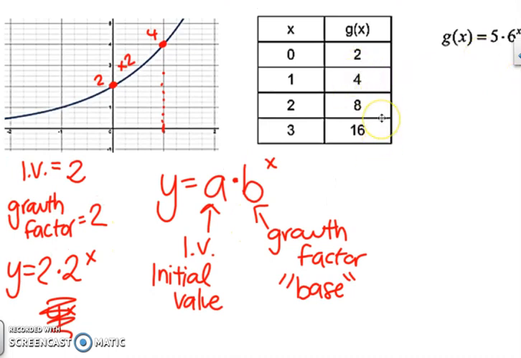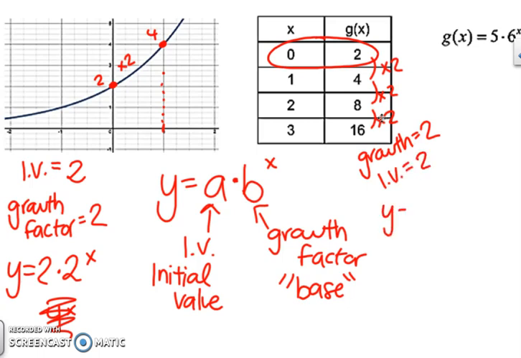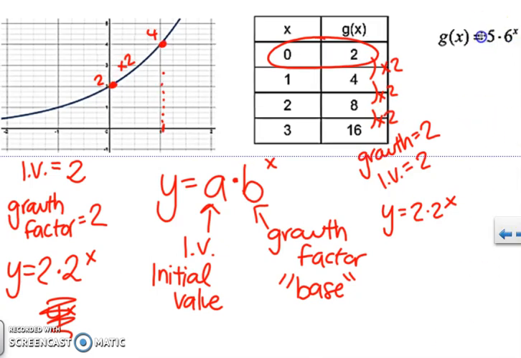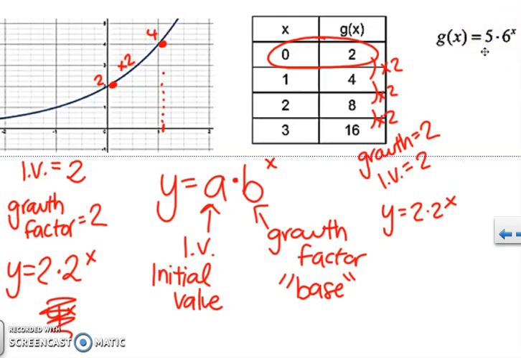Let's look at this table again. So we've seen this table before. We saw that they are timesing by 2 each time. So your growth factor would be a 2. Notice they gave us the initial value. That's always when x is 0. So again, the equation will be 2 times 2 to the x for that table. And then on this last one over here, they gave us the equation. And so this 5 is your initial value, and that 6 is the growth factor.